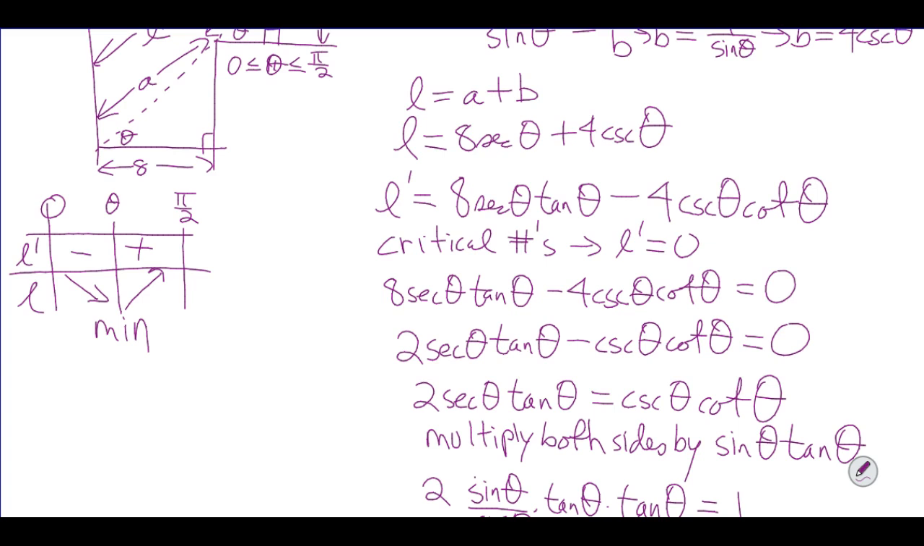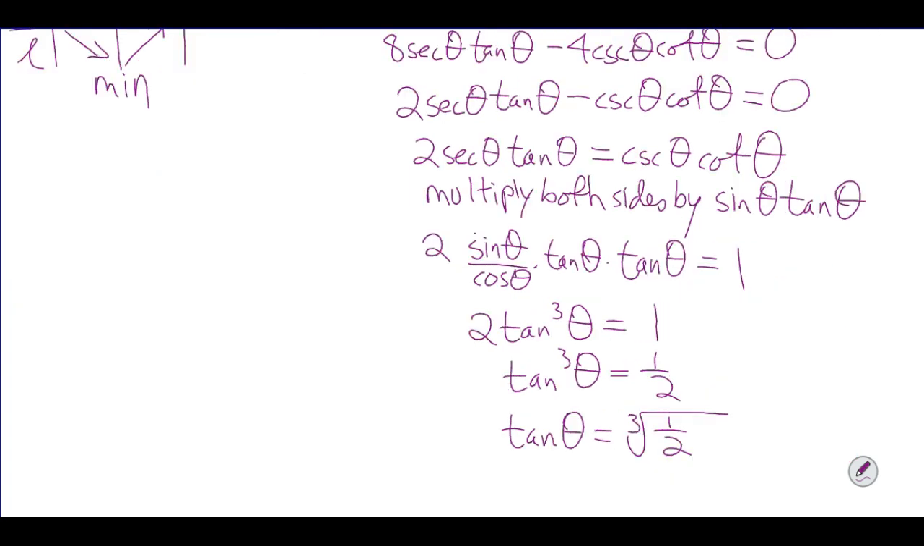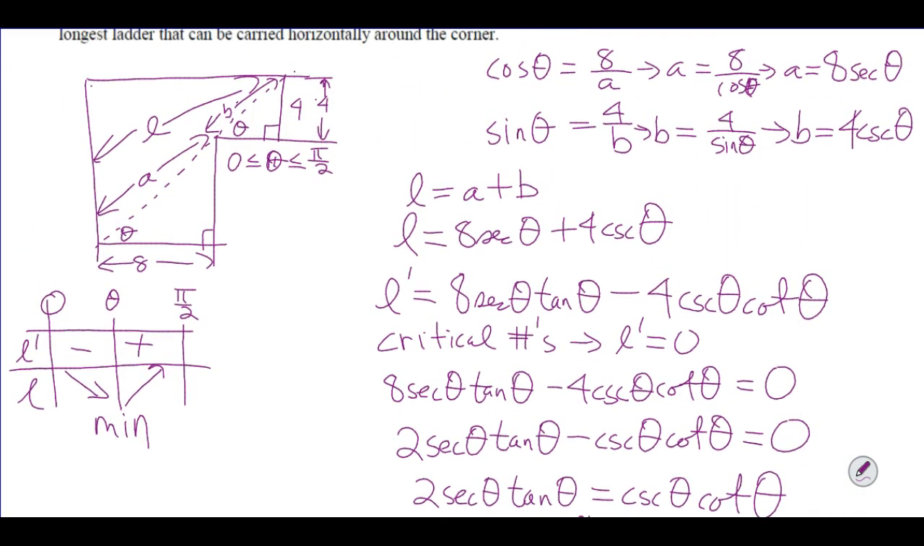Not a maximum. We have a minimum. But here's why it's a minimum. The longest ladder that you can get around the corner is the shortest distance between these 2 points. Right? The longest ladder, so we really are working out a minimum here, right?